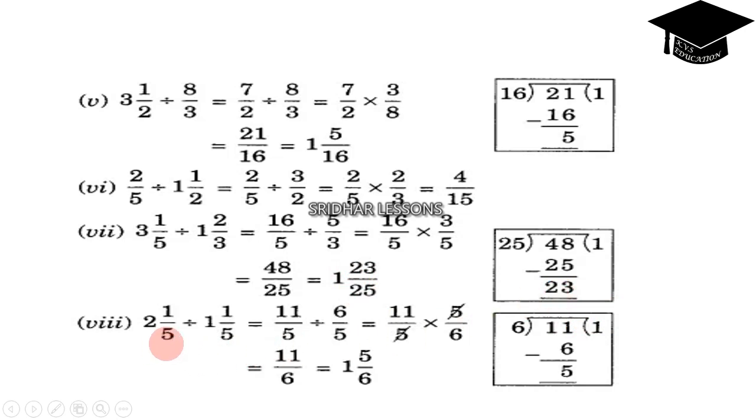Next, 2 1/5 divided by 1 1/5. So we can rewrite this as 11/5 divided by 6/5. If we make the change to 11/5 times 5/6, 5 will cancel with 5, and 11/6 is the answer. And we can write this as 1 5/6.